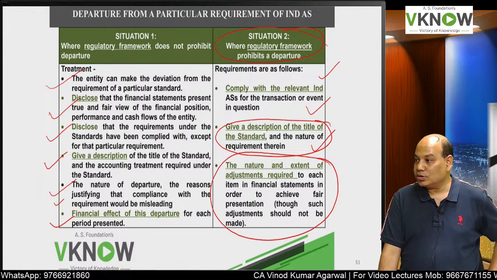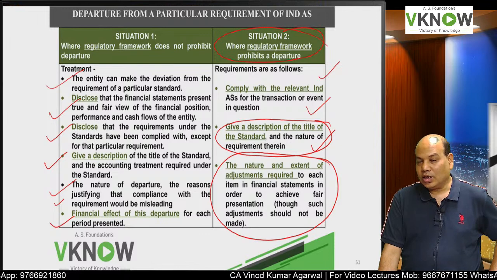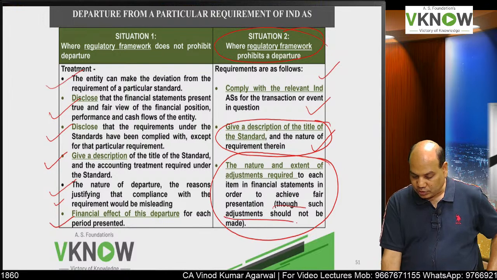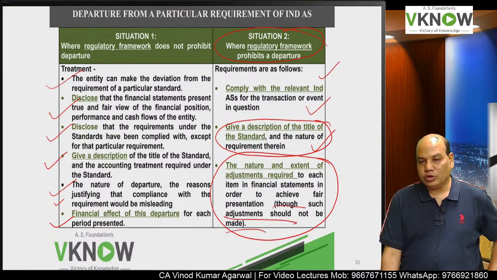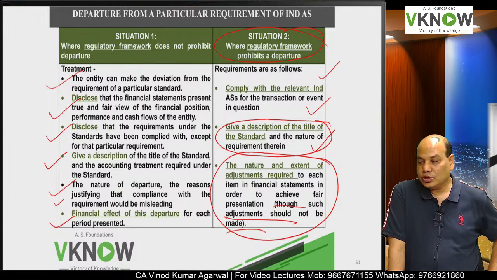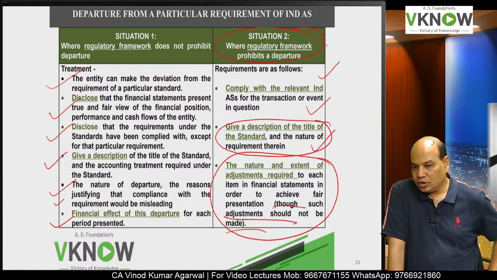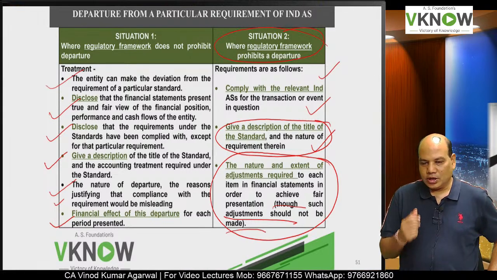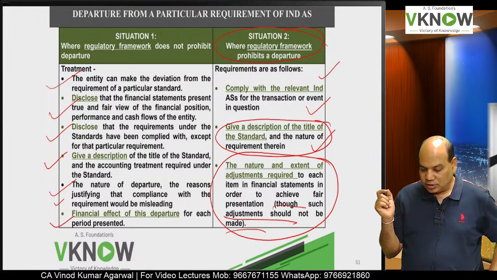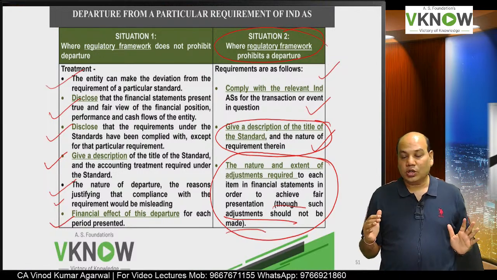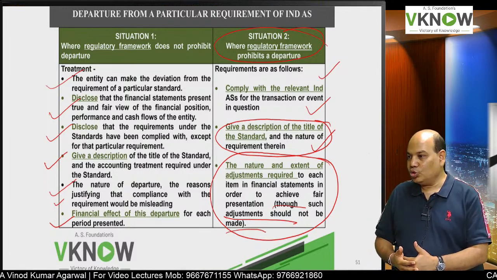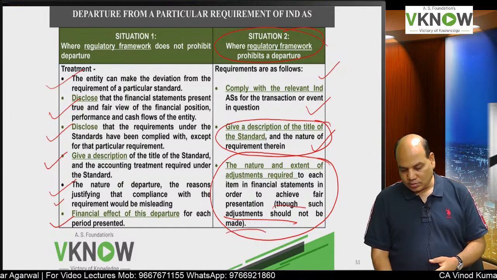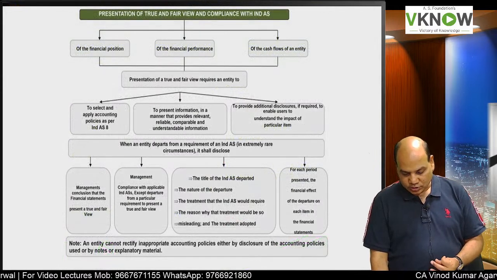But that you will give in the notes, not in the financial statement, that had we deviated, this is what the impact would have been, though such adjustment would not be made. So without making adjustment, you just have to give the disclosure. If law does not permit deviation, follow the Ind AS and give the disclosure about the name of the standard, the nature of the requirement, and what adjustment you would have done, without actually making the adjustment in the financial statement. So this is about departure.